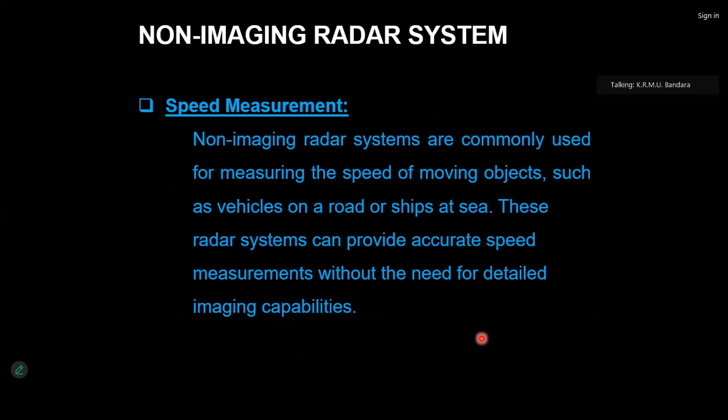But here, because of the curved road, it is difficult to detect, but on straight roads they are detecting the speed. In a town area, we can go only 50 kilometers per hour, but more than that, they can detect it by using the radar equipment. This radar system can provide accurate speed measurements without the need for a detailed image, without image capabilities, only detecting the object and finding out its speed.